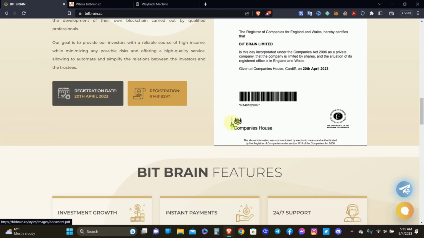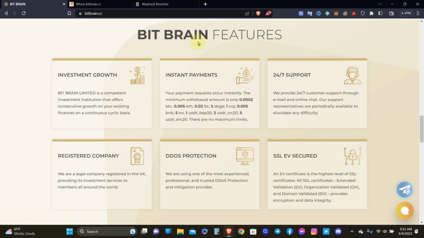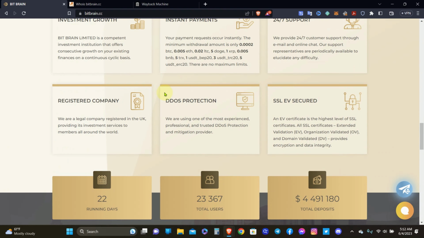My experience with companies like this, with Companies House registrations, is they always ended in an exit scam or rug pull. Okay, so you've got the Bitbrain features. I'm not going to go over all of this, but they supposedly have DDoS attack protection. It doesn't matter if they have DDoS protection, because they can end up as a scammer with all your money, because they're not being regulated by anyone.